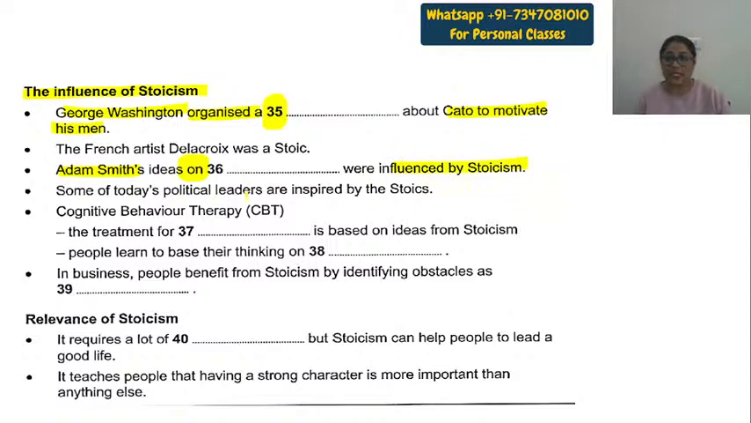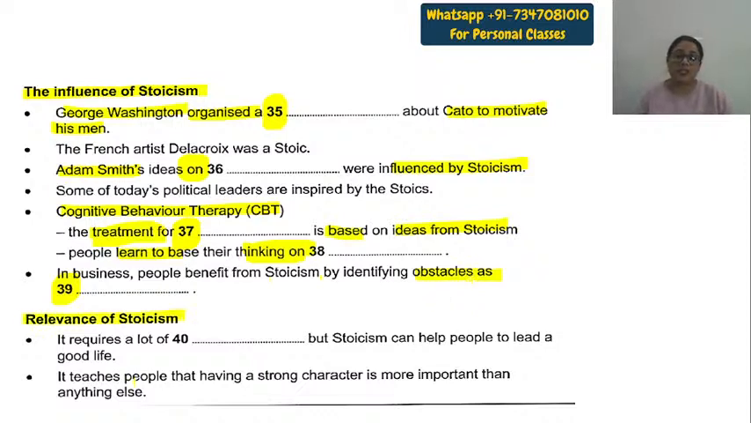Some of today's political leaders are inspired by the Stoics. Then they're talking about cognitive behavior theory, that is CBT. When they talk about CBT, be attentive because you have to listen for 37. The treatment for dash, what are they talking about the treatment of? It means there is some medical problem, you need to listen for that, which is based on ideas from Stoicism. People learn to base their thinking on dash. In business, people benefit from Stoicism by identifying obstacles as dash. Obstacles means how they take these hurdles.